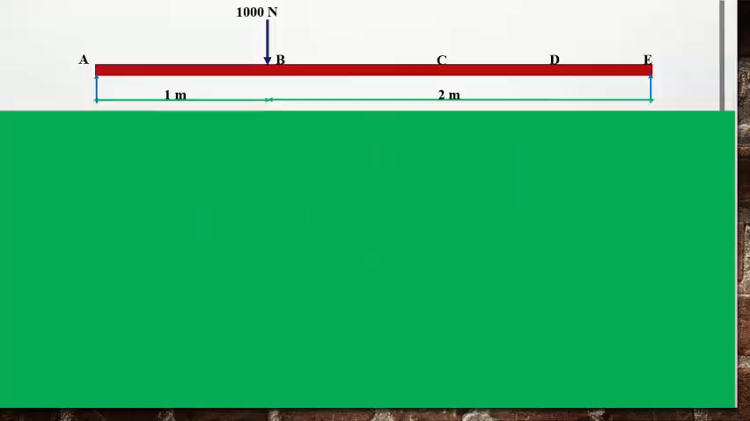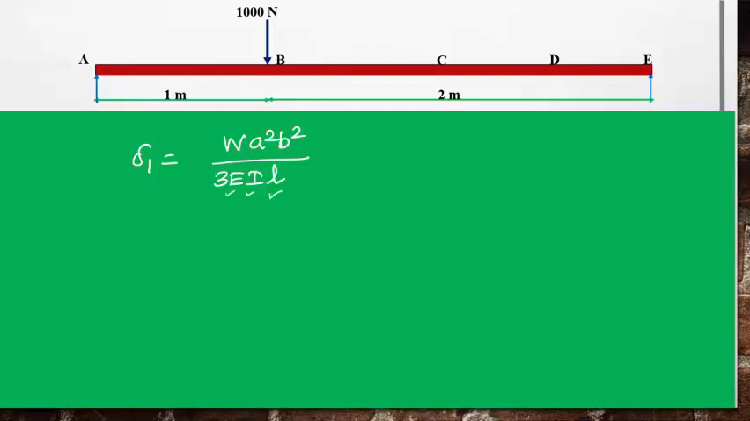Now consider the first point load that is located at 1 meter distance from the left support. For a simply supported beam, the deflection formula for a point load located anywhere along the beam is del 1 is equal to W A square B square divided by 3EIL. Here W is the load, A is the distance of the load from the left support, B is the distance of the load from the right support, E is Young's modulus, I is area moment of inertia and L is the length of the shaft.